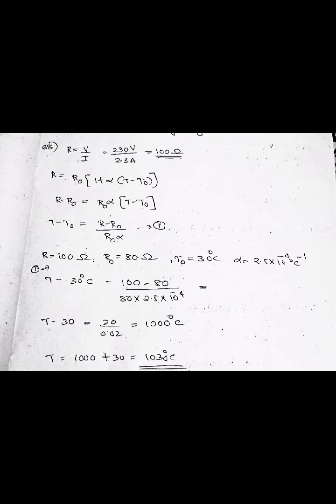We know R is equal to 100 ohm, R0 is equal to 80 ohm, T0 is equal to 30 degrees Celsius, alpha is equal to 2.5 into 10 power minus 4 degrees Celsius raised to minus 1. So equation number 1 implies T minus 30 degrees Celsius is equal to 100 minus 80 divided by 80 into 2.5 into 10 power minus 4. That is T minus 30 is equal to 20 divided by 0.02 is equal to 1000 degrees Celsius. That is T is equal to 1000 plus 30, that is equal to 1030 degrees Celsius.